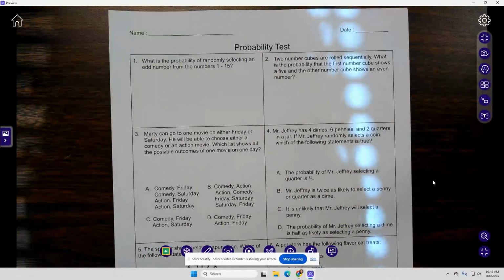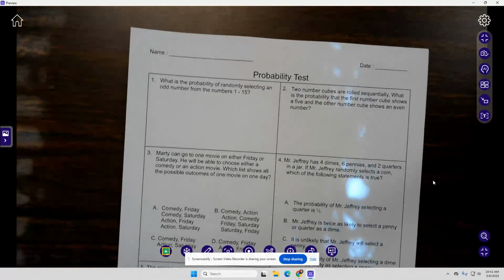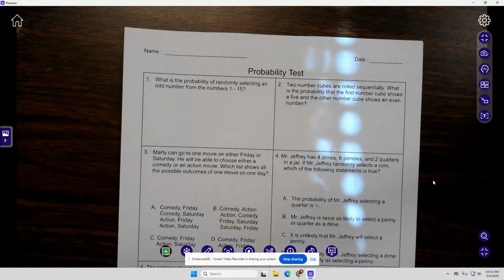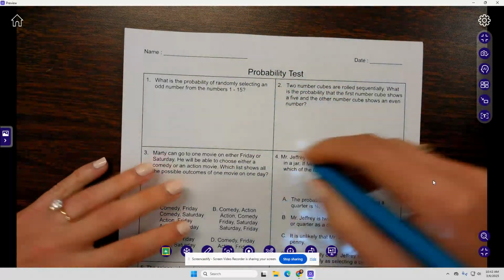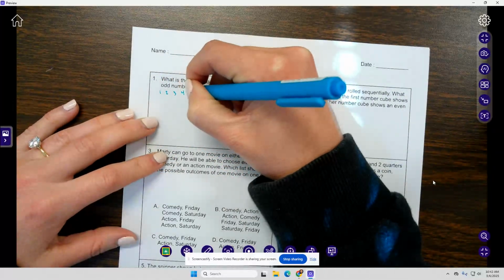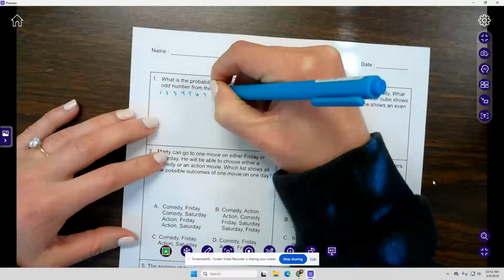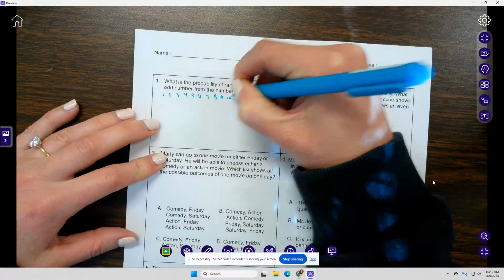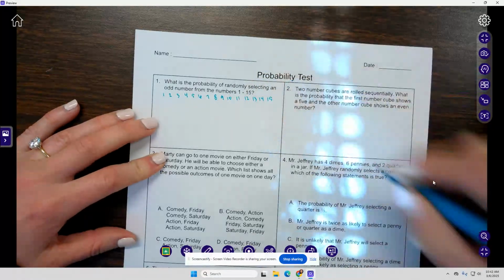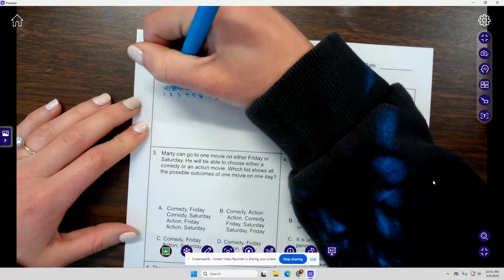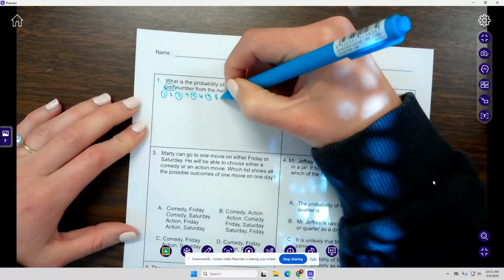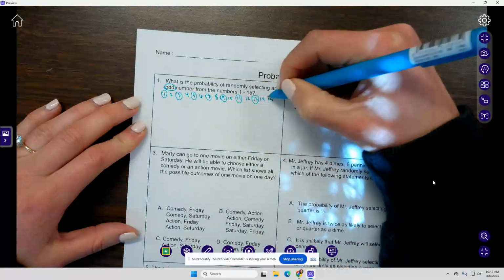What is the probability of randomly selecting an odd number from the numbers 1 through 15? So I'm first going to write out all the numbers 1 through 15. 3, 4, 5, 6, 7. Now, my question is asking for the probability of selecting an odd number. So I'm going to circle all the odds. 1, 3, 5, 7, 9, 11, 13, and 15.